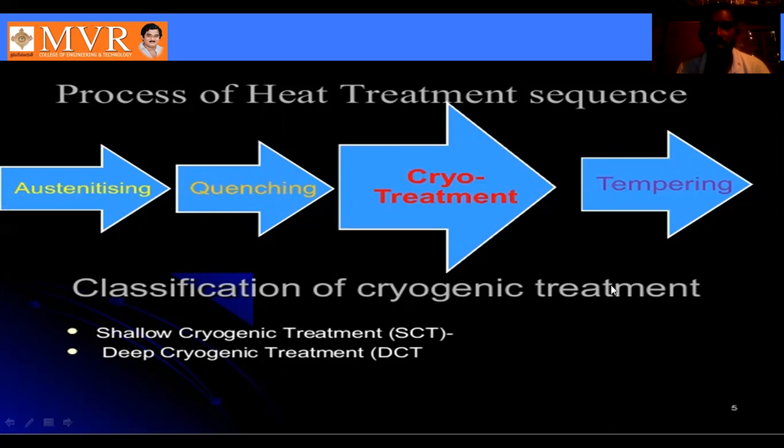Classification of cryogenic heat treatments: you can see shallow cryogenic heat treatment procedure, SCT, and deep cryogenic heat treatment process, DCT.